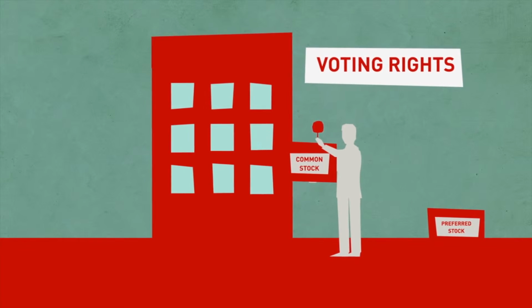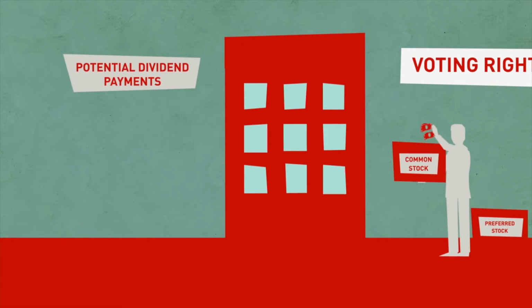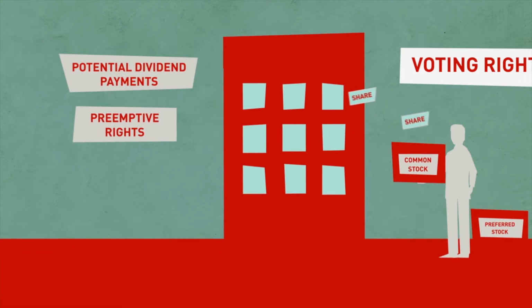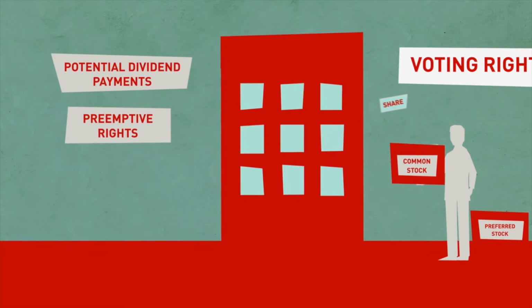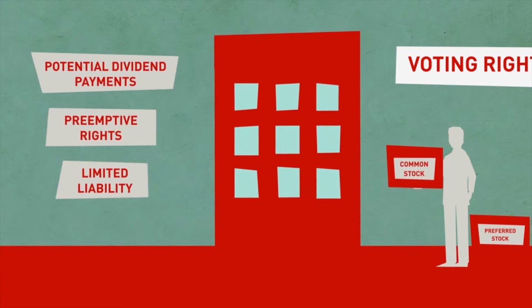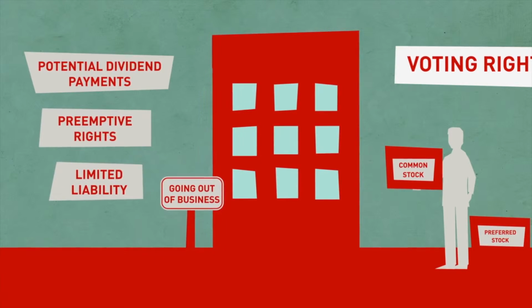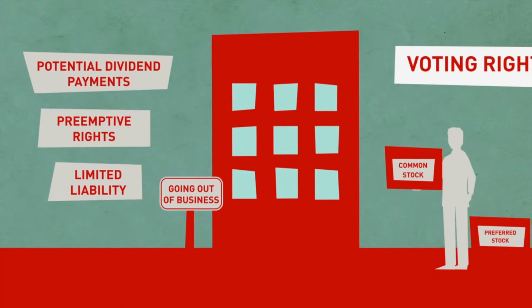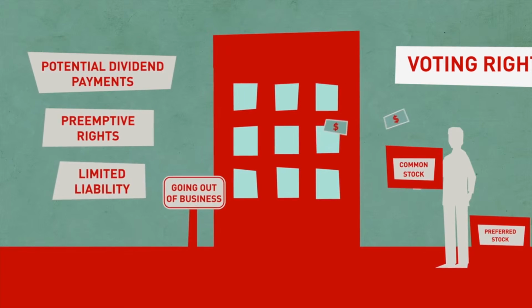Other privileges that you may be entitled to are potential dividend payments, preemptive rights, or the right to buy newly issued shares before they are made available to the general public, limited liability in the event that the company goes bankrupt, and the entitlement to a portion of the assets of the corporation should it be liquidated.